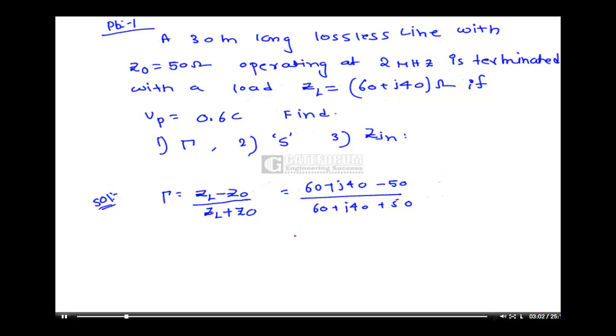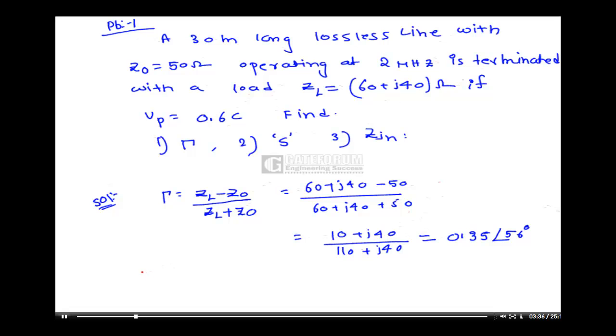This is equal to 10 plus j40 by 110 plus j40. So this is a complex operation now, so that we can easily get the magnitude as well as phase. If you simplify, we will get magnitude as 0.35 and a phase angle of approximately 56 degrees. So this is very simple.